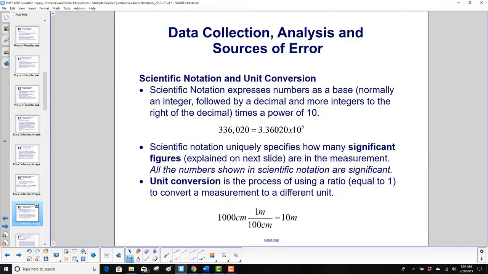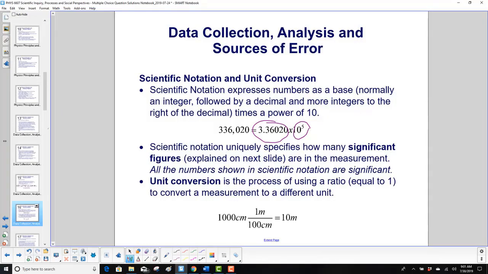Scientific notation and unit conversion. Scientific notation expresses numbers as a base, normally an integer, followed by a decimal and more integers to the right of the decimal. If you use engineering notation, they have 2 integers to the left of the decimal. And you times that by a power of 10. Here's 10 to the 5th.